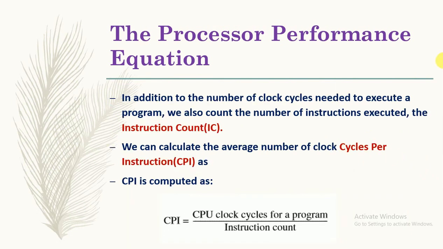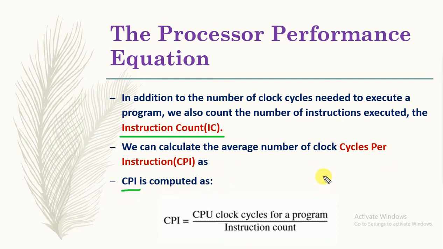In addition to the clock cycles needed to execute a program, we also count the number of instructions executed, which is called the instruction count. In the previous case we were considering only the total cycles for a program, but it also depends on the number of instructions executed within a CPU. Also, we can calculate the average number of clock cycles per instruction, that is, cycles per instruction.